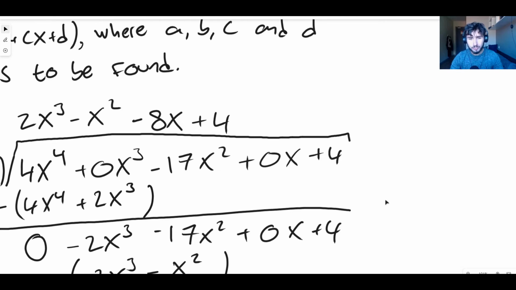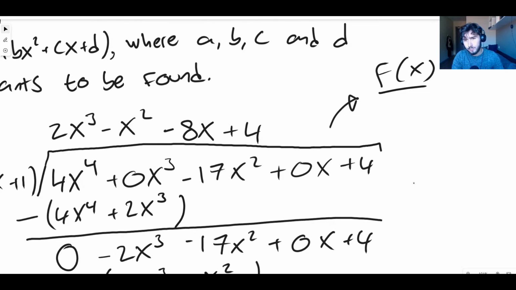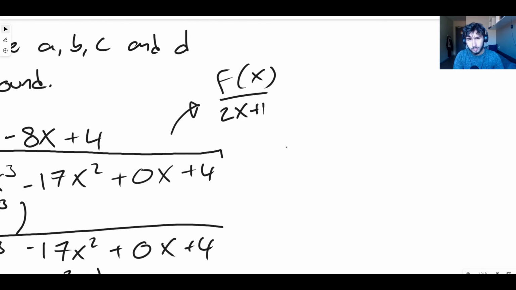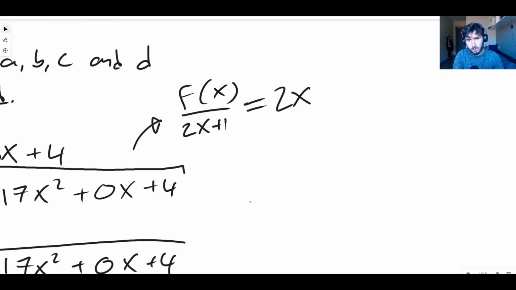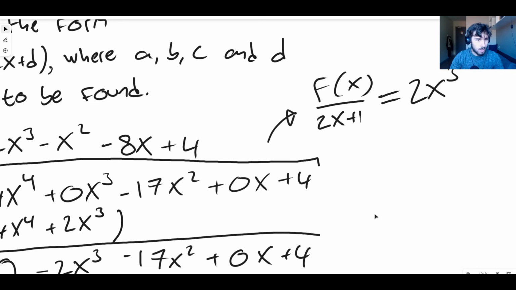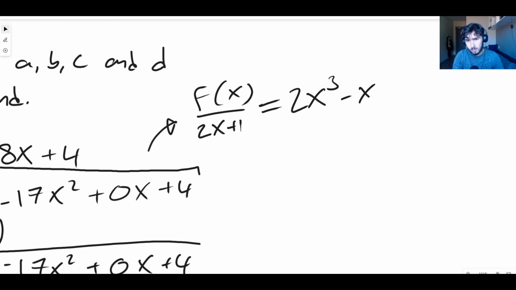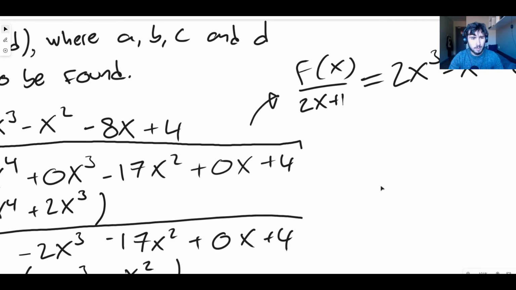So it turns out that we can say, I'll abbreviate it for short, f of x was 4x to the 4 minus 17x squared plus 4. So we can say that f of x divided by 2x plus 1 was actually equal to 2x cubed minus x squared minus 8x plus 4. Just like that.